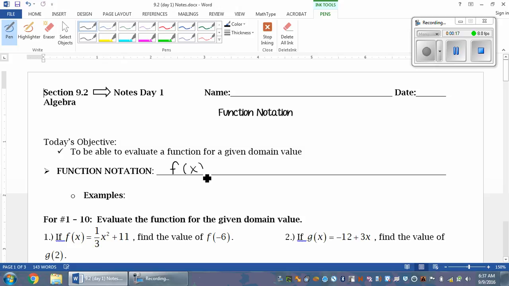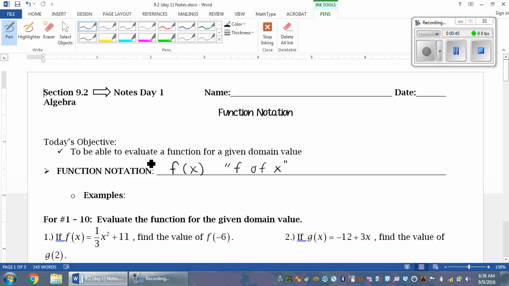parentheses. We say that f of x, we don't say f parentheses x. When we see this, we just say f of x. Okay? Remember, if I'm using function notation, that means my relation already passes the vertical line test. So I can jump right in and say it's a function when I use function notation.